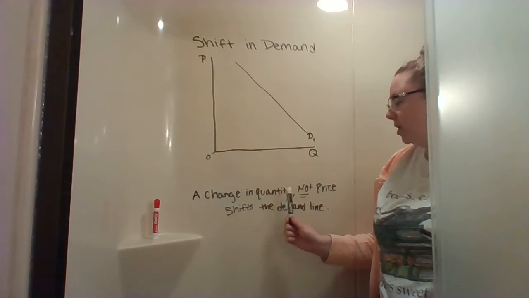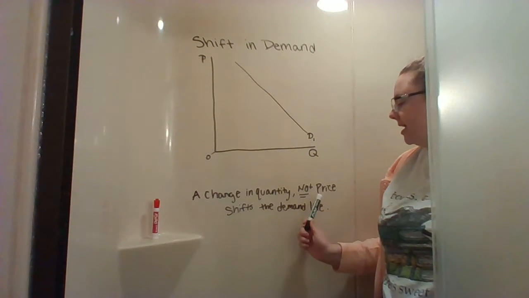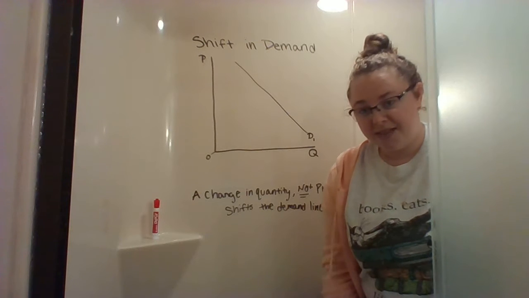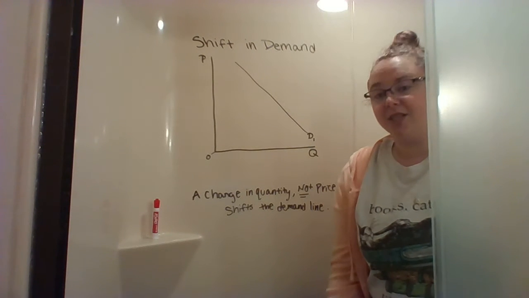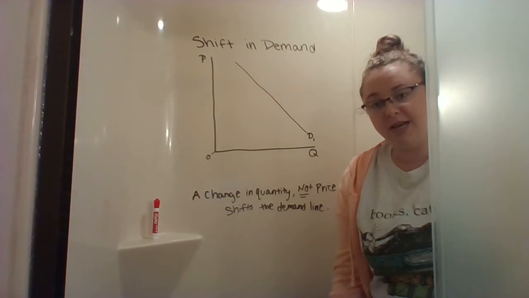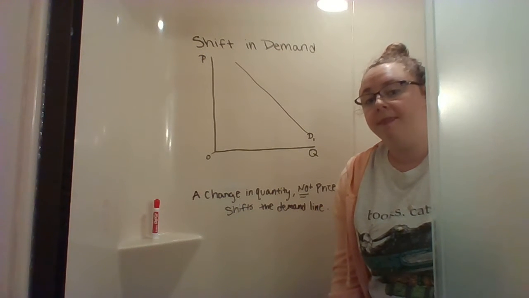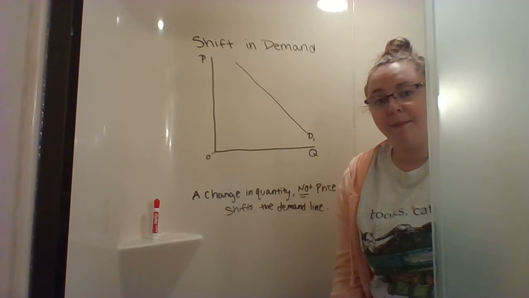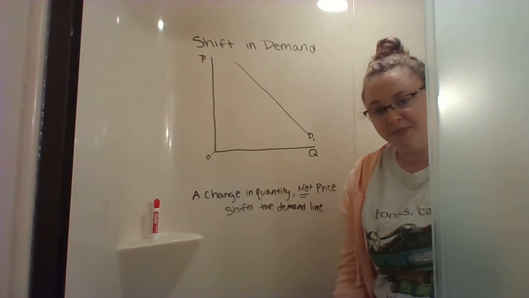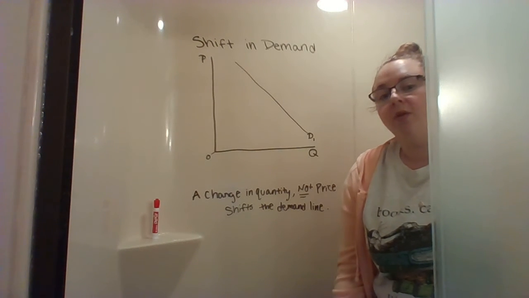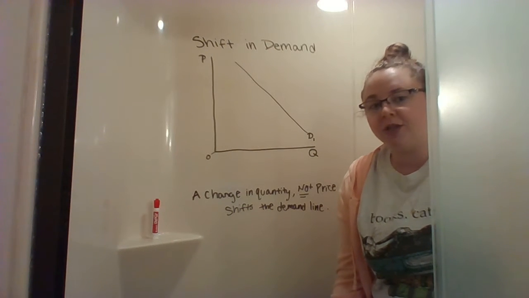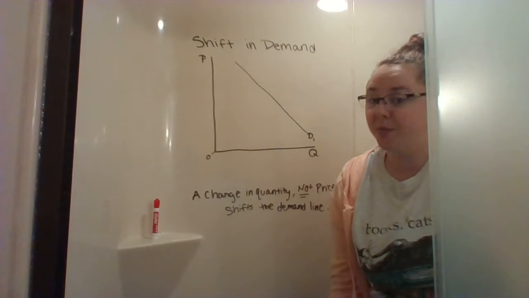This says a change in quantity, not in the price, shifts the demand line. So what that means is that any other factors that could affect the quantity being demanded, anything else, can shift the line. But price does not ever shift a line, okay? The formal definition is any change that alters the quantity demanded at every price.